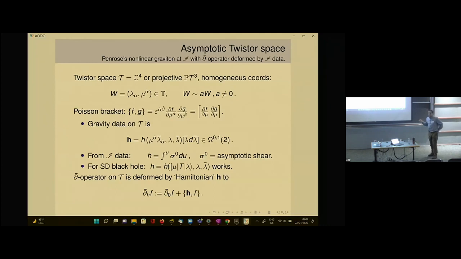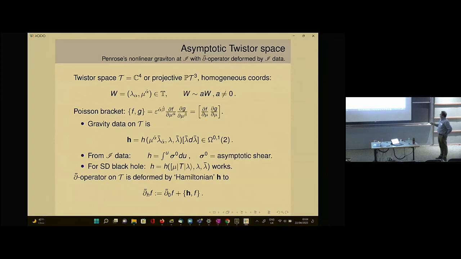We're going to need some extra structure here. We have this Poisson bracket. So the mu coordinates are specially geared so that we have a Poisson bracket on pairs of functions on twistor space. And so twistor space itself is a conformally invariant space. It's conformally related to space-time. It's in fact a spinor for the conformal group. But when you introduce this Poisson bracket, you break conformal invariance, and that's necessary for gravity.